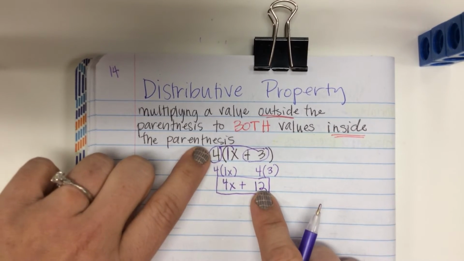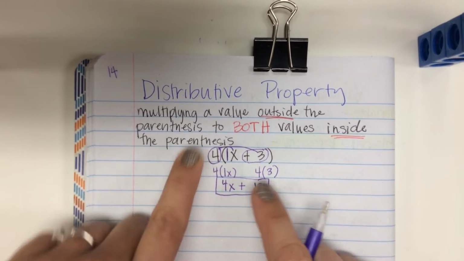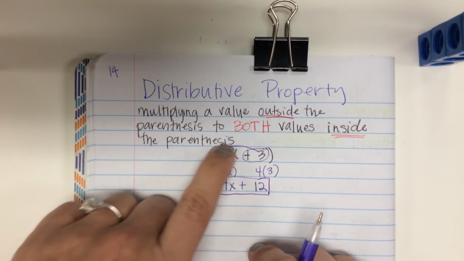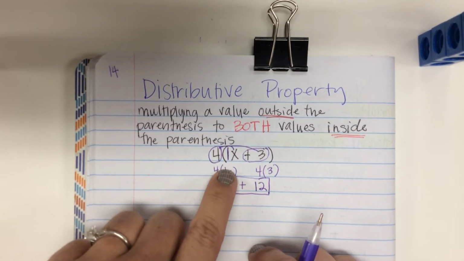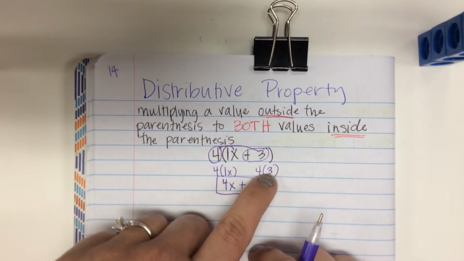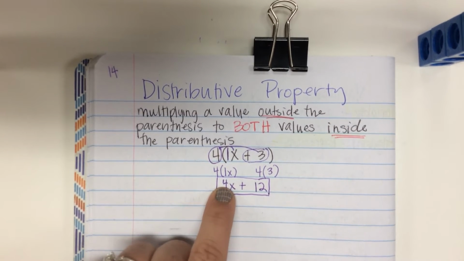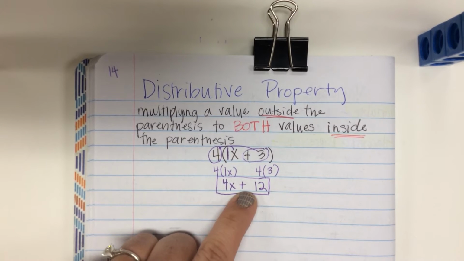So I took the number outside the parentheses, which was 4, and I multiplied it, because when it touches, that means multiply. I multiplied to both values inside, 4 times 1x and 4 times positive 3. 4 times 1x is 4x, and 4 times 3 is 12, and it's positive, so I put a plus.